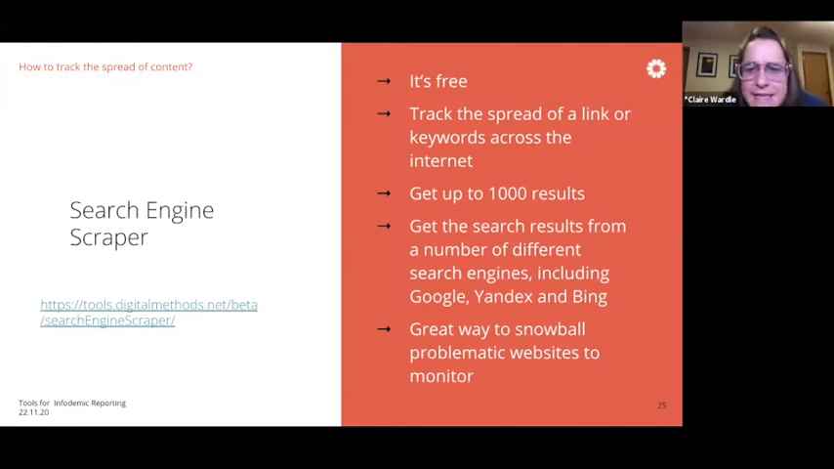And finally, this is a little bit more nerdy, but I know that you're all infodemic managers now. This is something called a search engine scraper. And again, the link will be available for you. It's free. It tracks the spread of a link or keywords across the internet. You can get up to 1,000 results, and it looks at search results from a number of different search engines, including Google, Yandex, and Bing. And again, it's a great way to start your investigation, and you can snowball out from there.